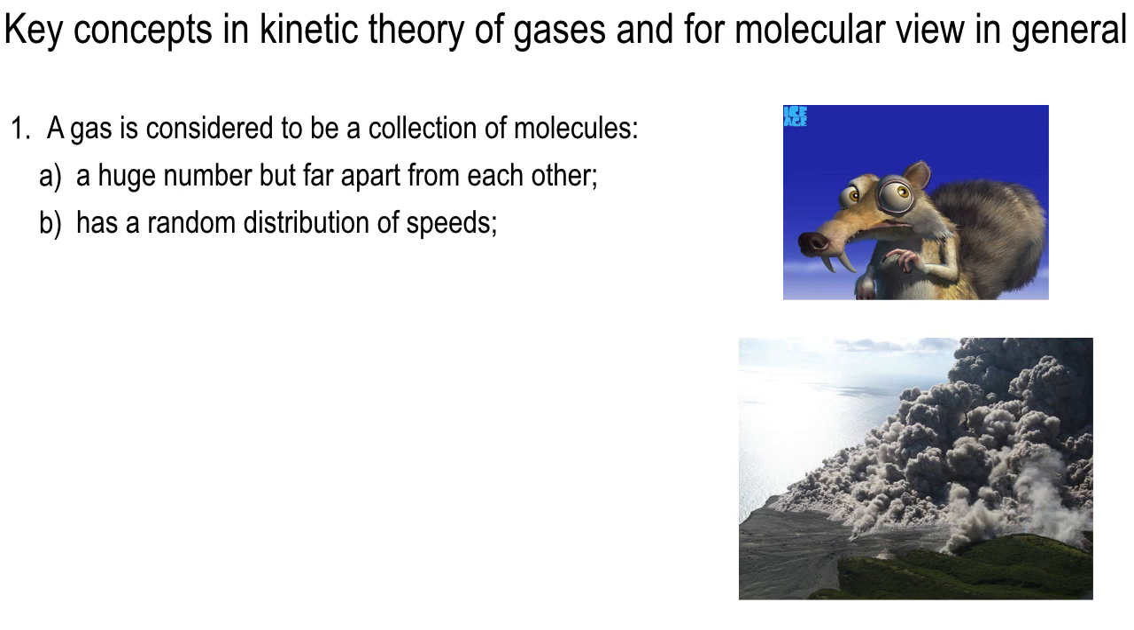But they will have a random distribution of speeds. So you'll have some slow ones, and you'll have some fast ones, and you'll have some medium ones. And one of the really cool assumptions about the kinetic theory is really this, that the speeds are distributed randomly.